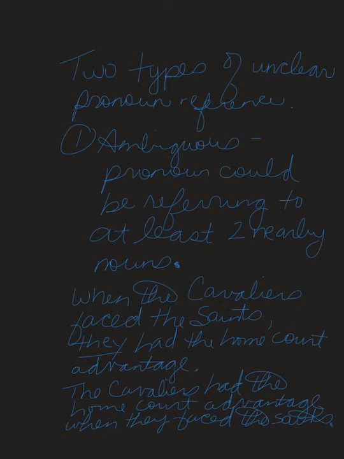So, a clearer way to say the sentence would be, the Cavaliers had the home court advantage when they faced the Saints. The only word that comes before "they" that "they" could refer to in this sentence is Cavaliers. And then we have this word Saints after it. So that sentence should be crystal clear. Okay? All right. One more example of ambiguous pronoun reference and how to correct it will be on the next slide. So go to that.